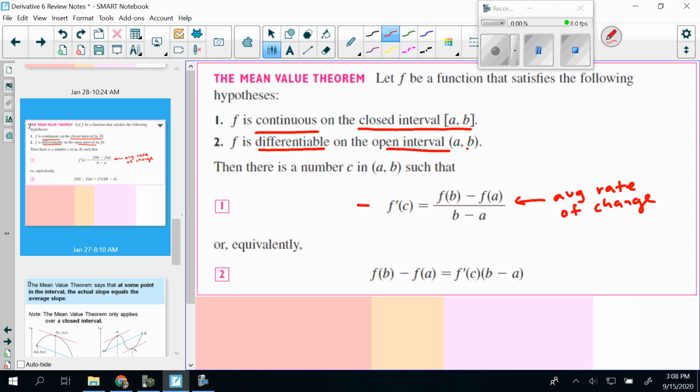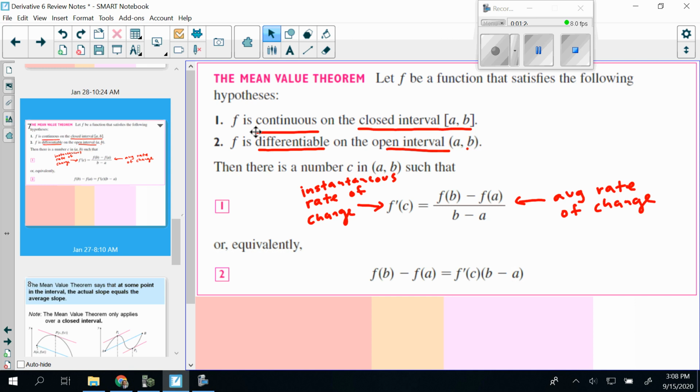This side is a derivative, and we know derivatives also find rate of change, but what a derivative finds is the instantaneous rate of change at a point. So in essence, it's saying your instantaneous rate of change equals your average rate of change at least 1 point.